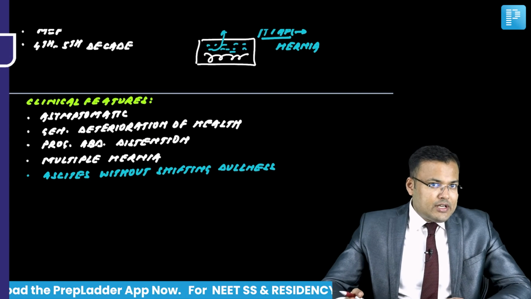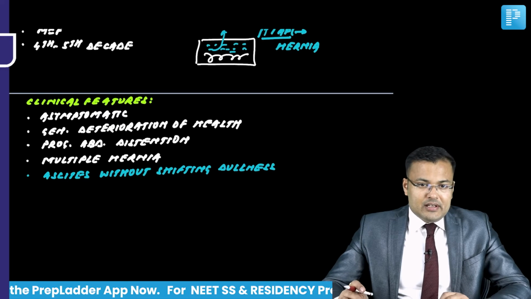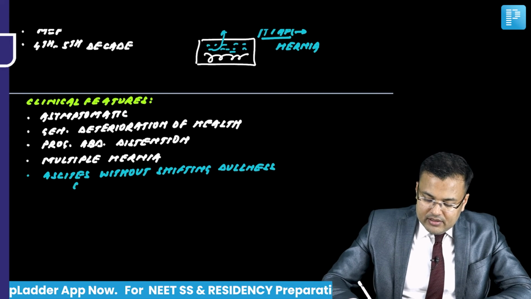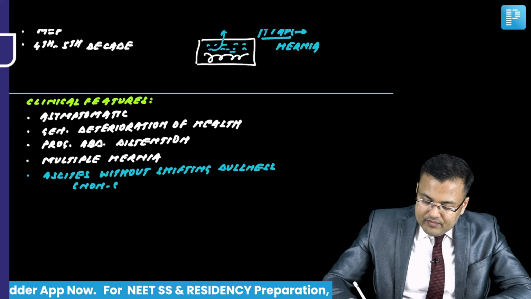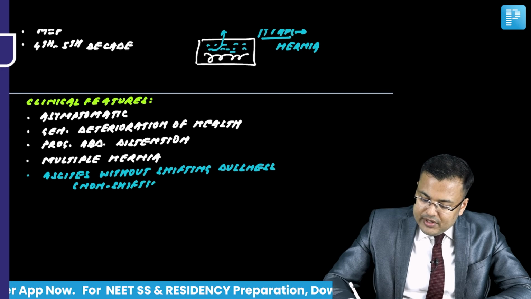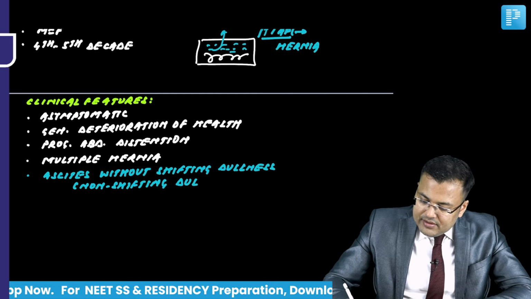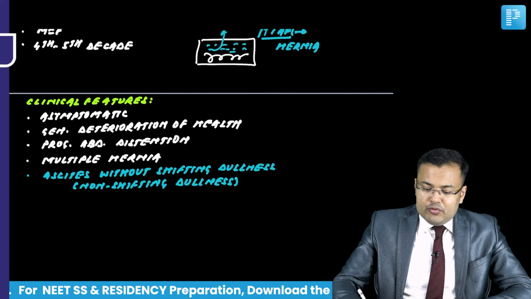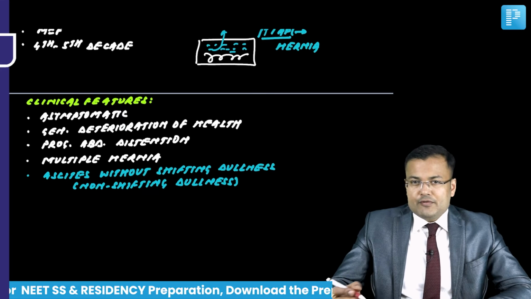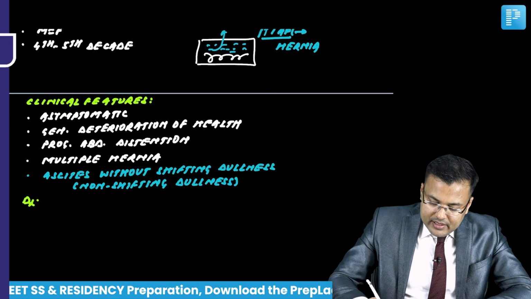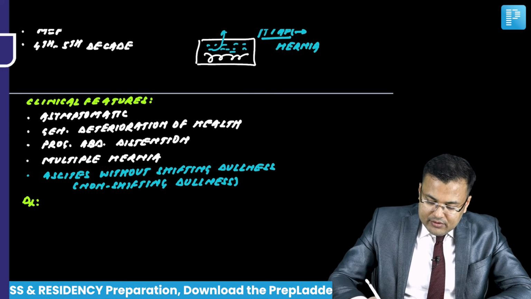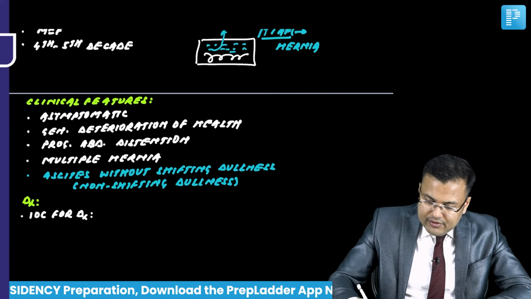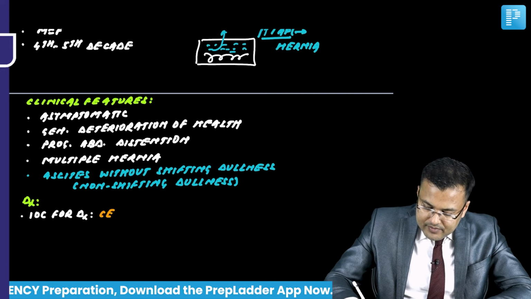Clear? So what kind of dullness is there? There is non-shifting dullness. This question was asked: ascites without shifting dullness, or ascites with non-shifting dullness. It is seen in Pseudomyxoma peritonei. Clear? How are we going to make the diagnosis? The investigation of choice for diagnosis is CECT.